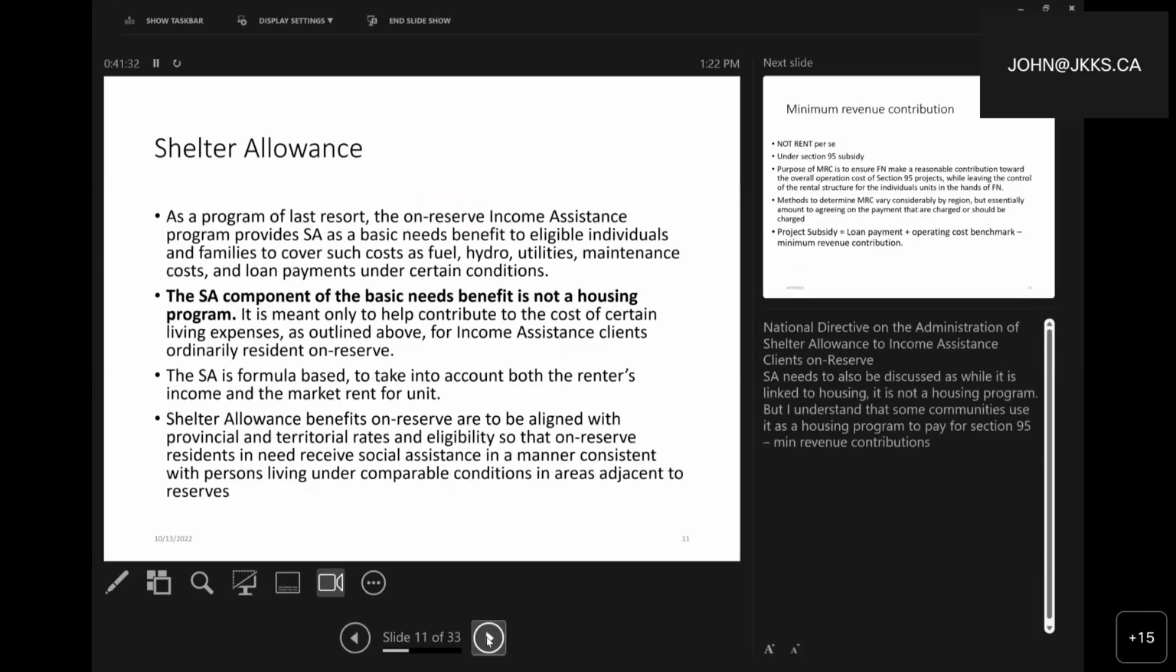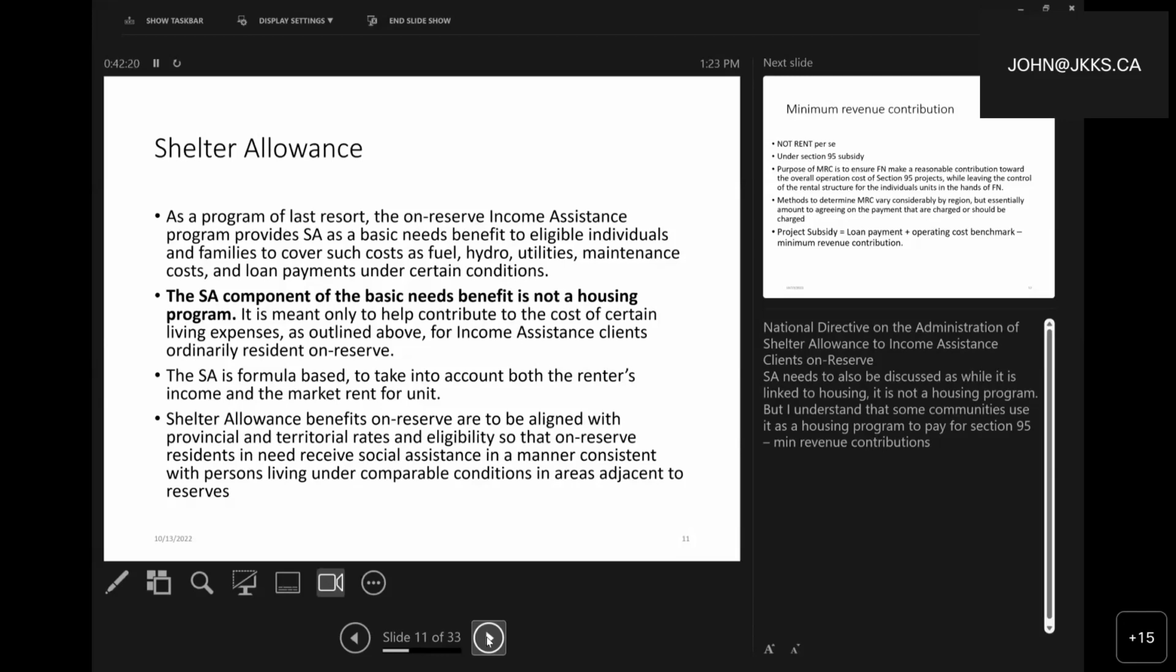So one of the big issues that's always discussed in rent is shelter allowance. As we know, shelter allowance is a program of last resort for on-reserve income assistance programs, and it provides basic needs to eligible individuals and families to cover hydro, utilities, fuel, maintenance cost, and a loan payment under certain conditions, right? I remember when people were looking at mortgages, and one of the organizations was saying, well, if you get a mortgage and can't make the payments for a house, well, shelter will offset that cost.